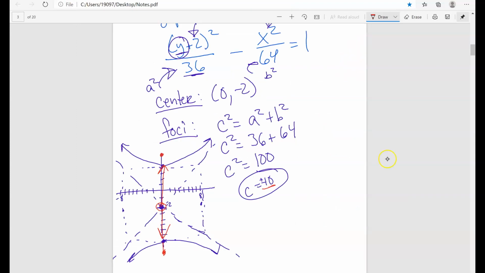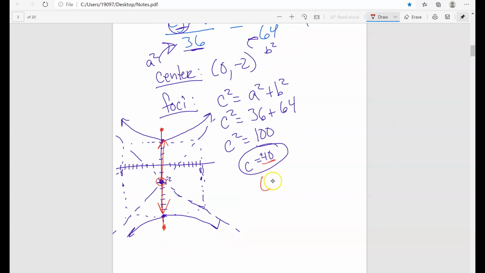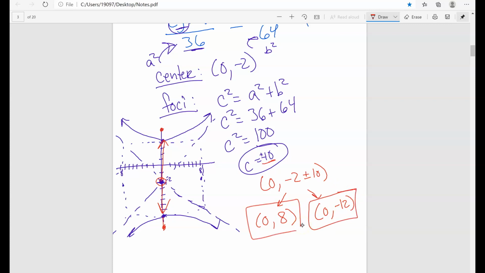Okay, so in this case, I'm going to have the center being 0, nothing's happening there, and I'm taking this -2 and I'm adding and subtracting 10. So this guy is just going to be 0, comma, -2 plus 10 is going to give me an 8. That's going to be the first point. 0, -2 minus 10 is going to give me a -12. So here are where my foci are going to be.